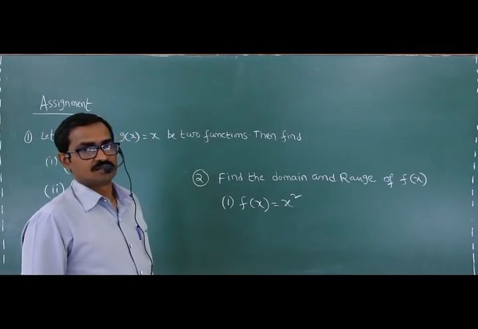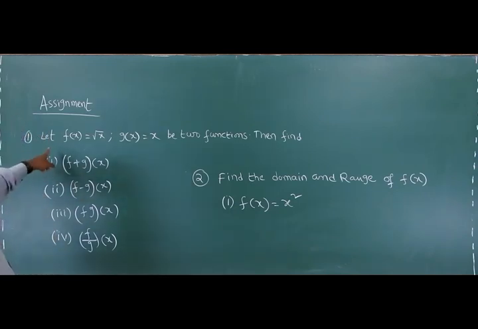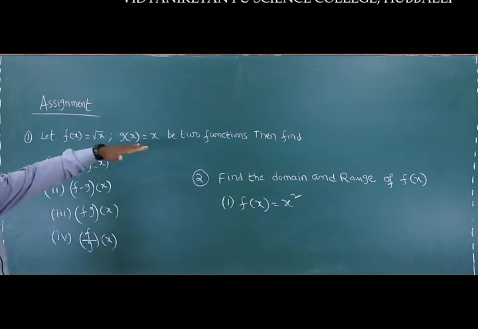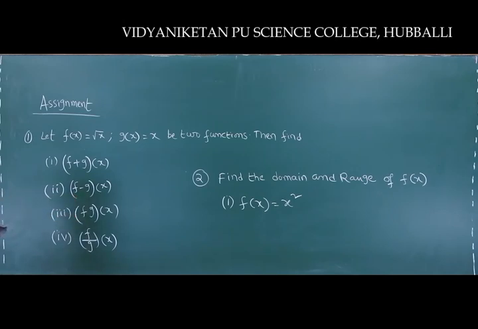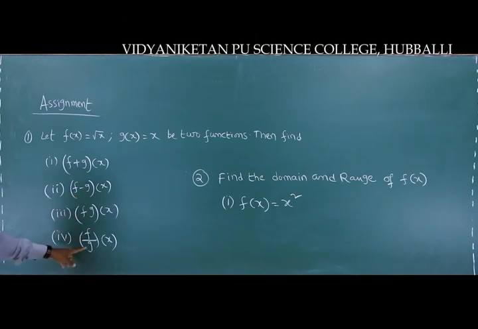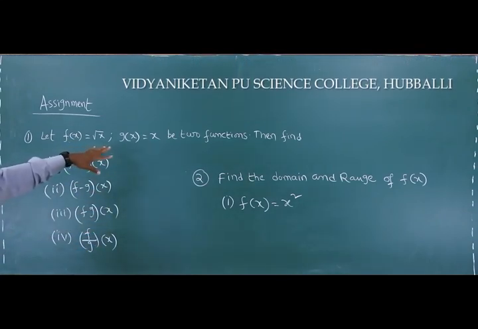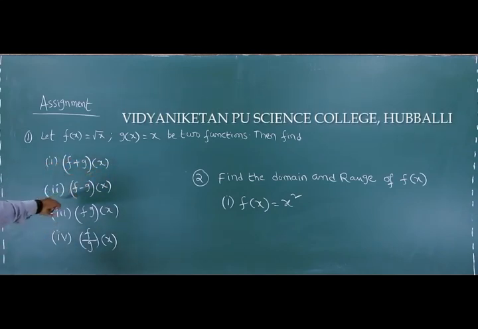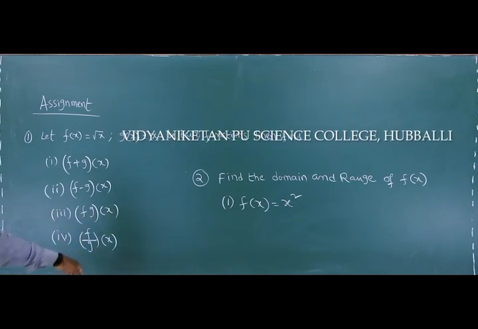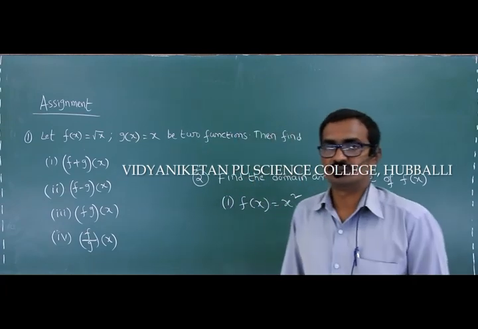Next question number, fifth one. Based on this concept, exercise 2.2 assignment. Let f of x is equal to root x, g of x equal to x. With two functions, then find f plus g of x, f minus g of x, f g of x, f by g of x. I have given two functions here. f of x equal to root x, g of x equal to x. Then find these functions. f plus g of x, f minus g of x, f g of x, f by g of x. Explain about real functions. Algebra of the real functions.